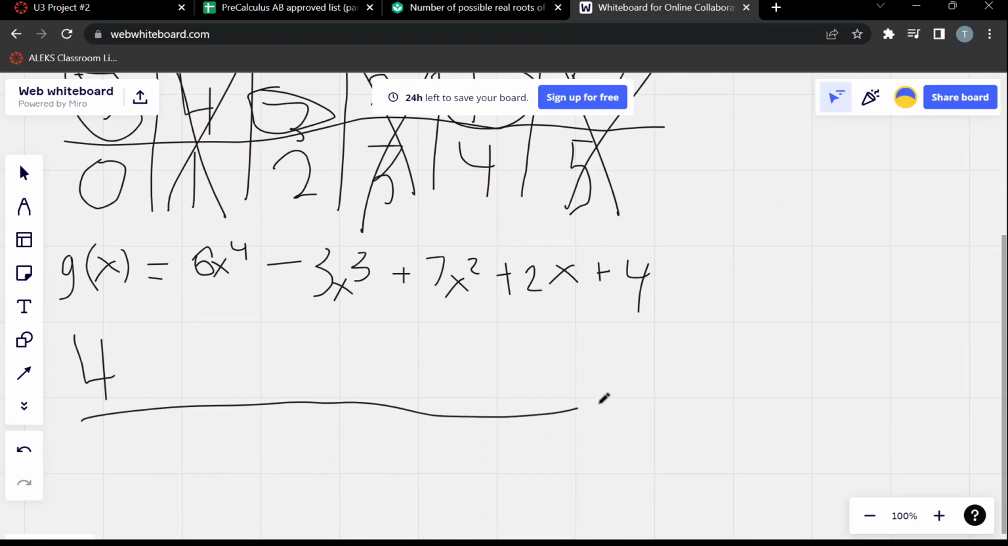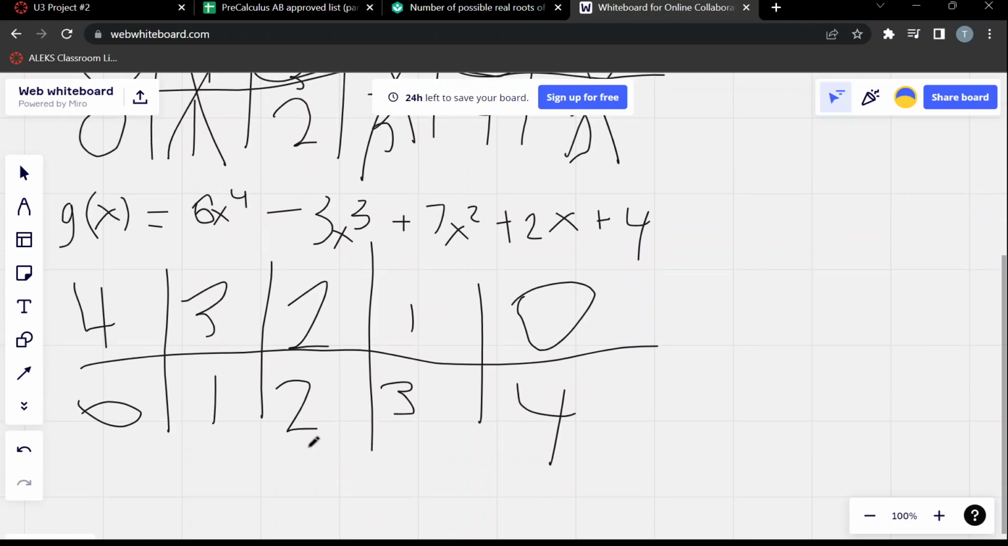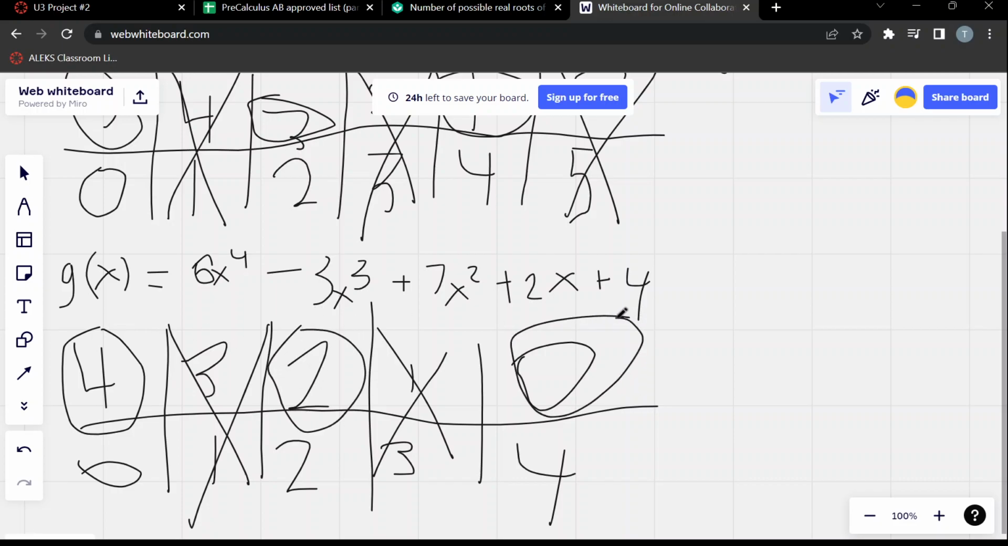Then we can make the table again. If there are 4 real roots, then there are 0 imaginary roots. If there are 3 real roots, then 1 imaginary root. 2 real, 2 imaginary. 1 real, 3 imaginary. 0 real and 4 imaginary. Since we know it's not possible for there to be an odd number of imaginary roots, we can't have 3 real roots or 1 real root. So here it could be 4 possible real roots, 2, or 0.